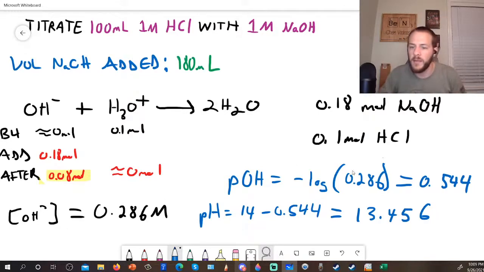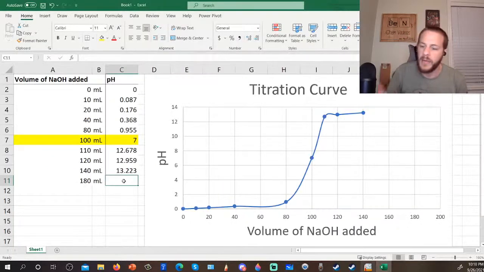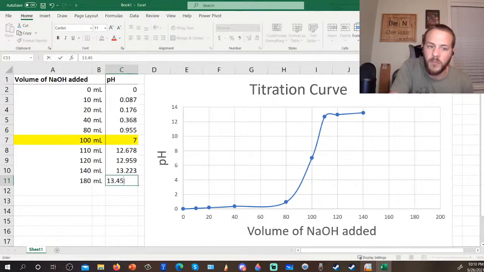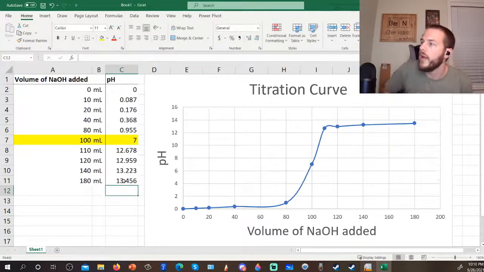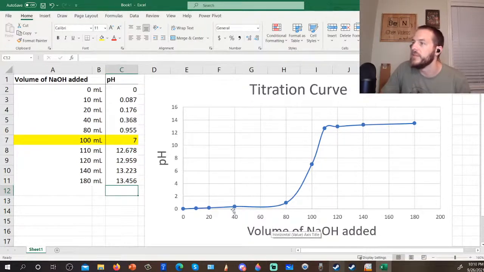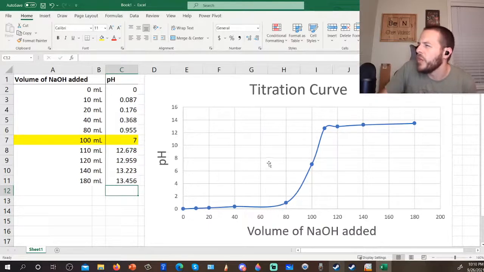So, okay, we calculated that the pH is 13.456. So we're going to finally put that into our curve here, 13.456. And there you have it, folks. There is our titration curve. Again, it's pH on the y-axis and the volume of added sodium hydroxide on the x-axis. You see you have this S-shaped curve where it gets really steep close to the equivalence point, and then it levels off.